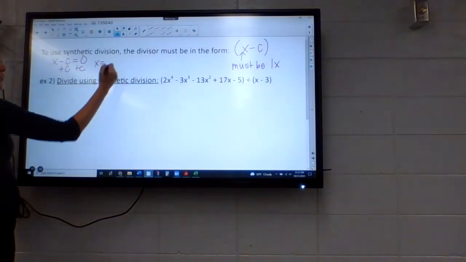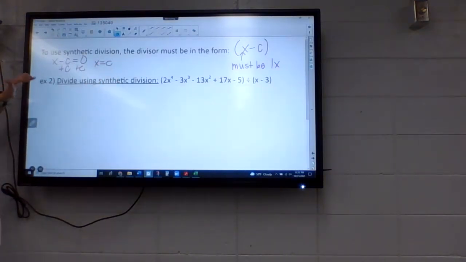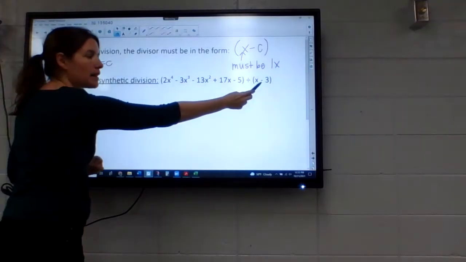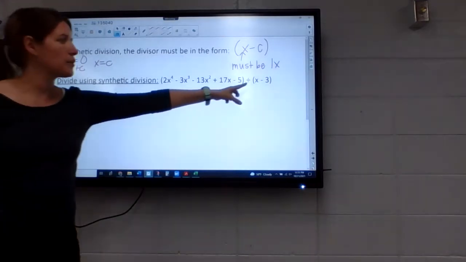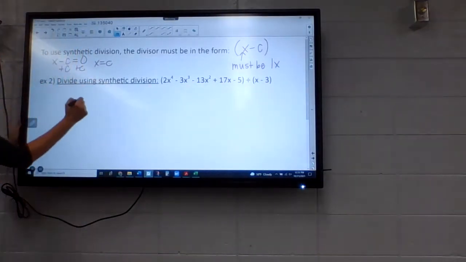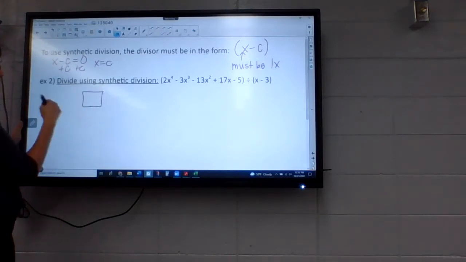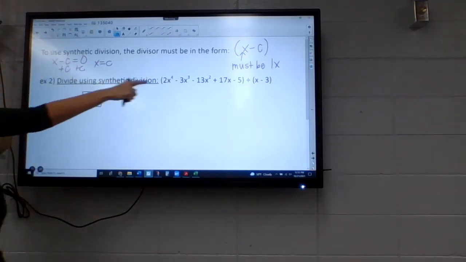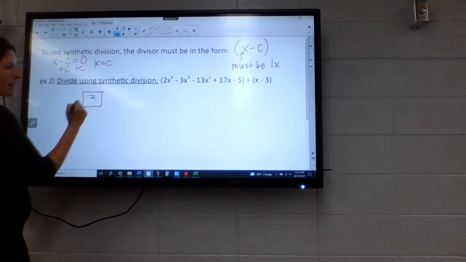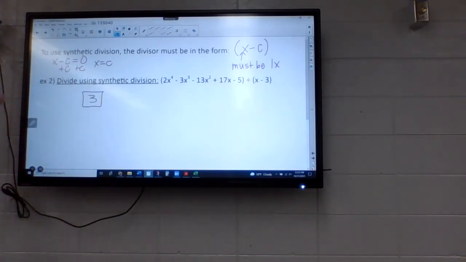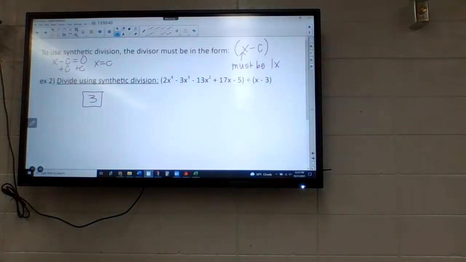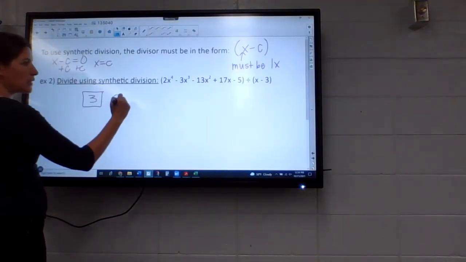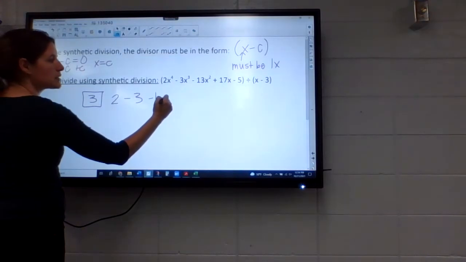So the value that I'm going to put in the little box, the little cube, is actually going to be the opposite of this number. So it looks like it's a -3, but I'm actually going to put +3. Inside this little box, what I'm going to put to do my synthetic division with is always the opposite of that. So this is going to be +3, because we want the 0 of the function. So you're always doing the opposite of that value. So putting our coefficients out here, I don't see any missing powers of x.